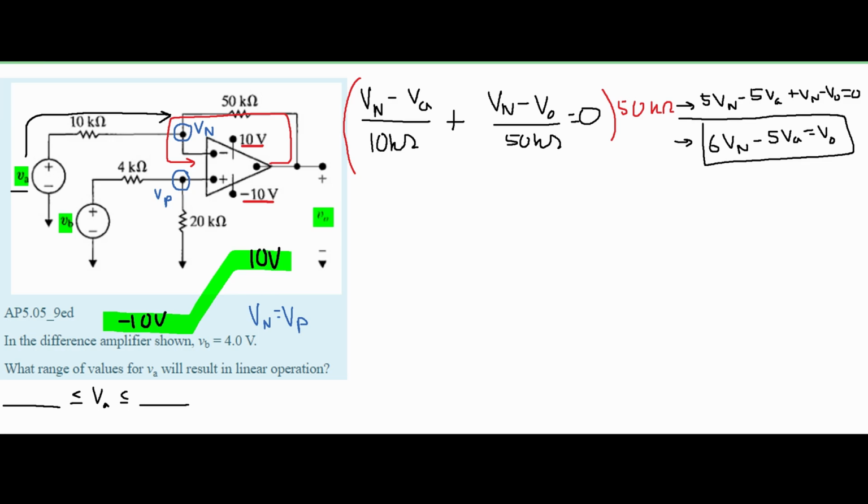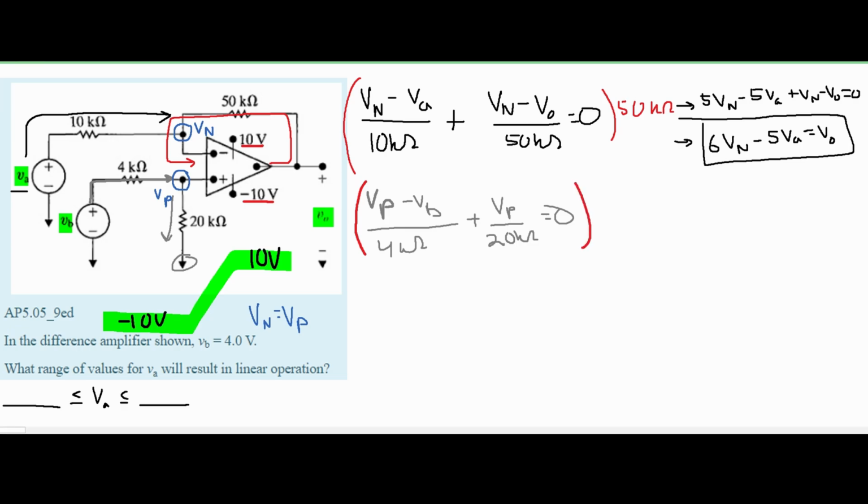Looking at our second equation now for our Vp, if we look to the very most left side with this part right here, we have Vp minus Vb, and this is all happening over the 4 kilo ohm resistor. Next, we have this 20 kilo ohms right here, so we'll have a plus Vp, and this is Vp minus 0 because of this ground, so we'll just have Vp over 20 kilo ohms, which is equal to 0 because we know all current going into a node is equal to 0.